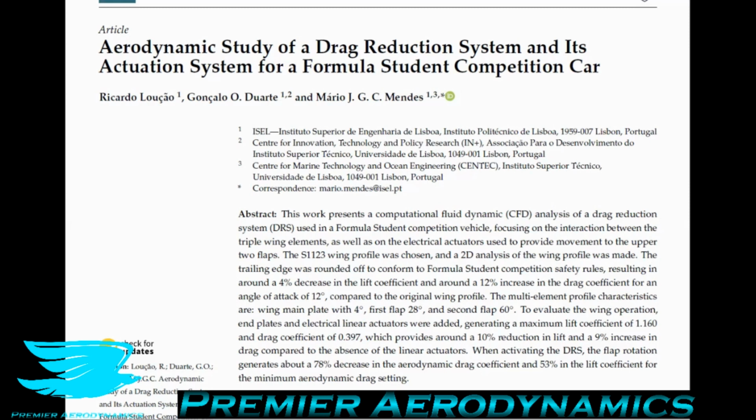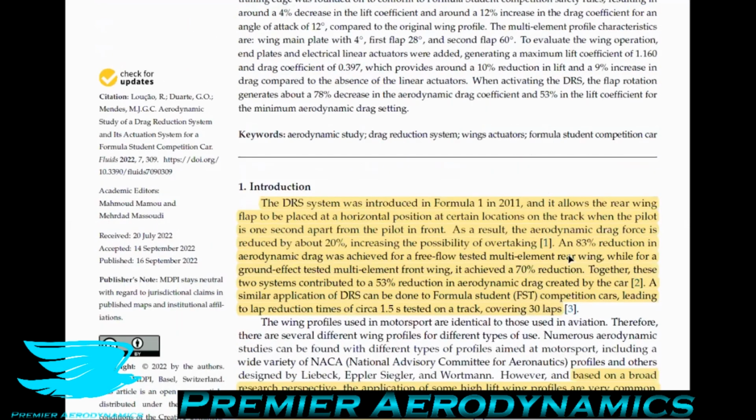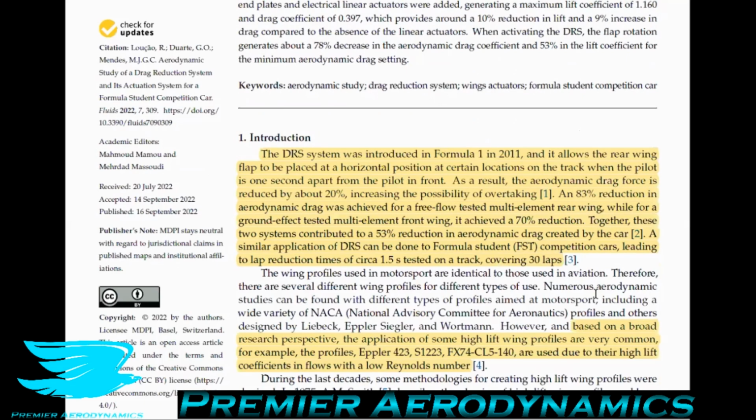Okay, so let's move on to this paper. It's called Aerodynamic Study of a Drag Reduction System and its Actuation System for a Formula Student Competition Car. So drag reduction systems, or DRS systems, were introduced in Formula One in 2011, and it allows the rear wing flap to be placed at the horizontal position at certain locations on the track when the driver is 1 second behind the driver in front. As a result, the aerodynamic drag is reduced by about 20% and increases the possibility of overtaking.